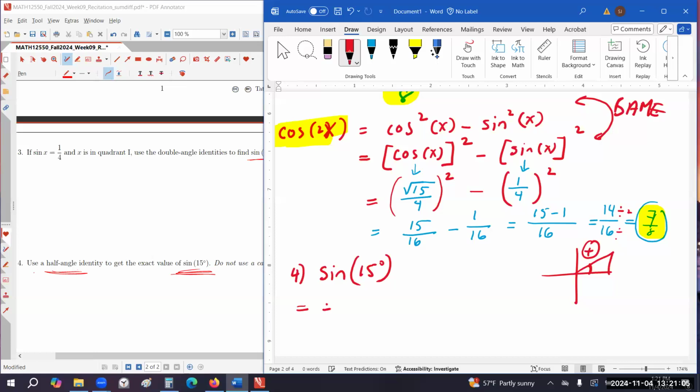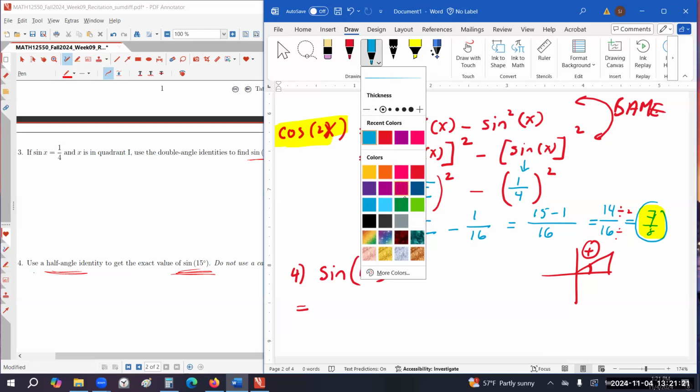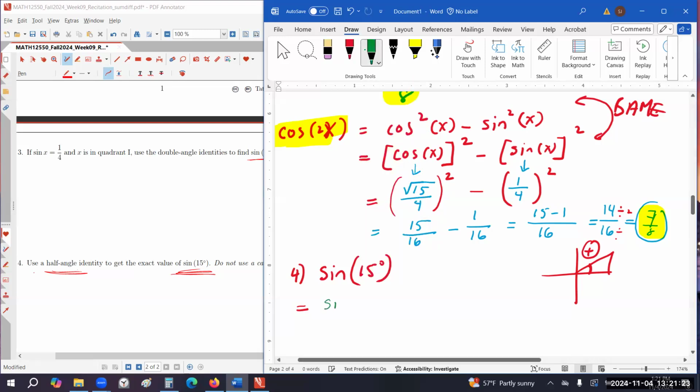Oh, sorry, my bad. I forgot to rewrite the first sentence. So sine 15 degree is the same as sine 30 degree over 2. Right? Half of 30 degree is 15. So instead of finding sine 15 degree, we are going to find sine 30 degree over 2.